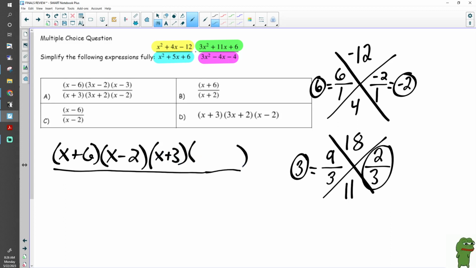For 2/3, we take the 3, put it in front of the x, and take the top number and put it at the end. We have x plus 6, x minus 2, x plus 3, and 3x plus 2 all on the top. Okay, we still have to factor the blue and the purple.